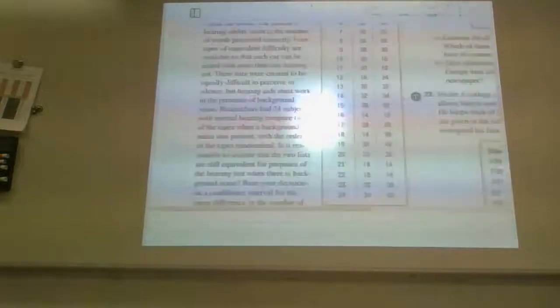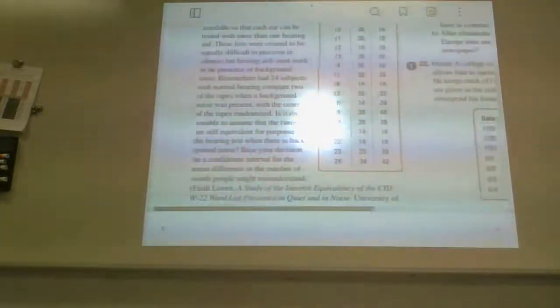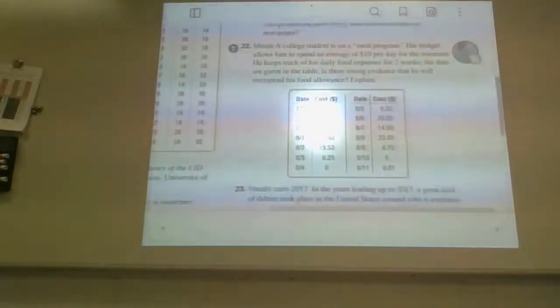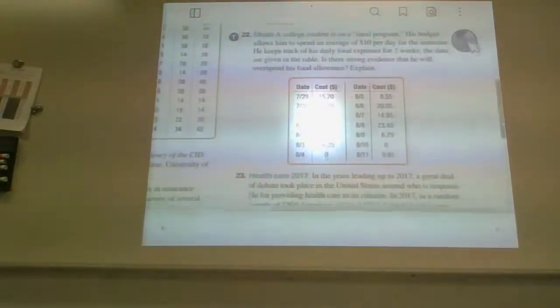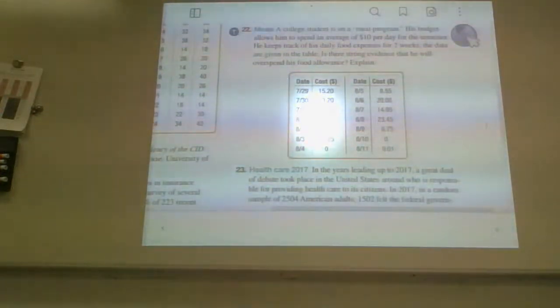Will it let me zoom? It lets me zoom in a little bit. But of course, like I said, I strongly suggest that you do have the online textbooks so that you don't have to strain at the screen. But here we go. Number 22.